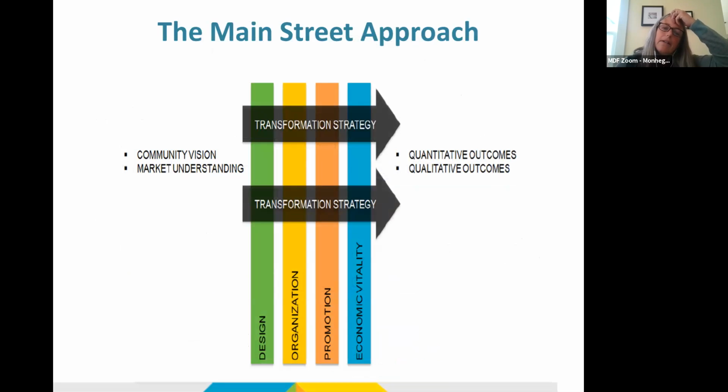Very briefly, the revised Main Street approach, which was really revised about 3 years ago now, is actually based in community visioning and market understanding. And then that leads to both qualitative and quantitative outcomes by using a transformational strategy through the 4 points. So it's a little different than it used to be when it was first designed. But the big thing I use this slide to show you is that understanding of the market, which I think you'll see in Biddeford is a way they use a lot of this data gathering is to take a look at the market, both internally in the community and externally.